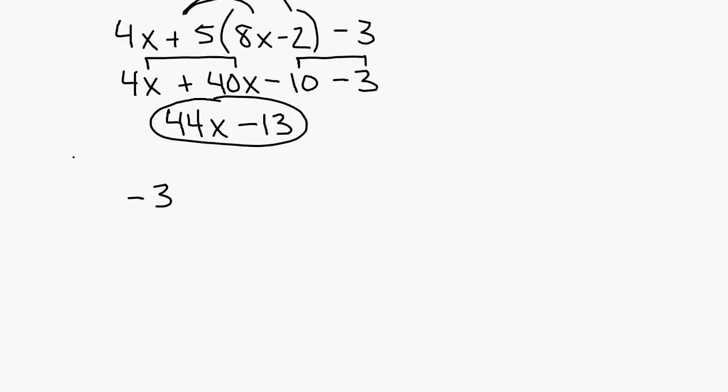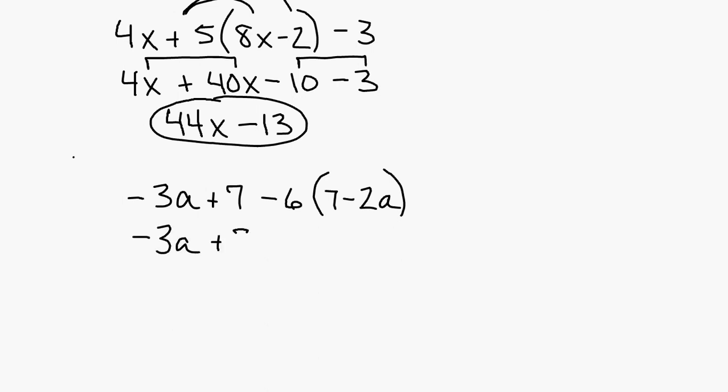Negative 3a plus 7, minus 6 times 7 minus 2a. Again, the distributive property is going to get done first. So the first part of the problem just gets rewritten. And then you've got negative 6 times 7, which would be negative 42. And then negative 6 times negative 2a, which is positive 12a.